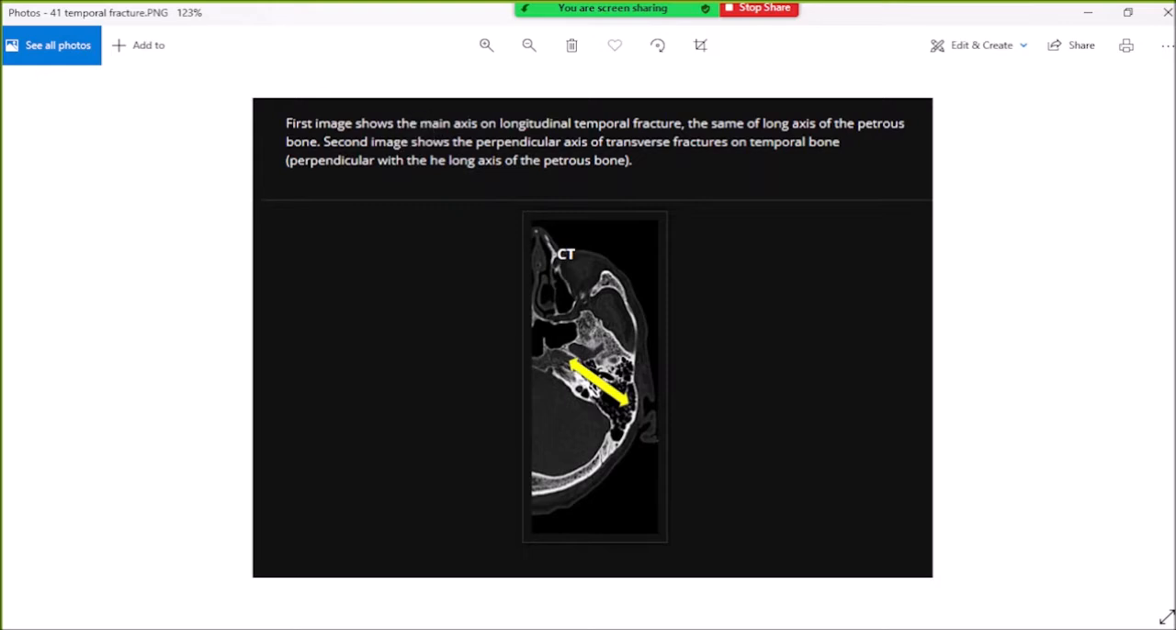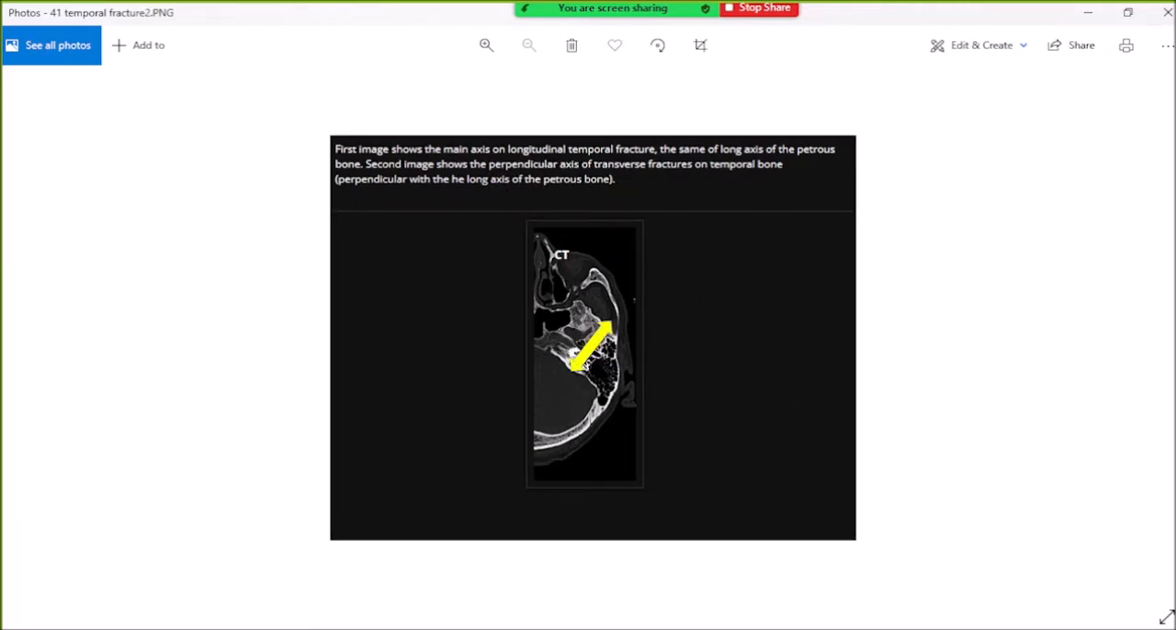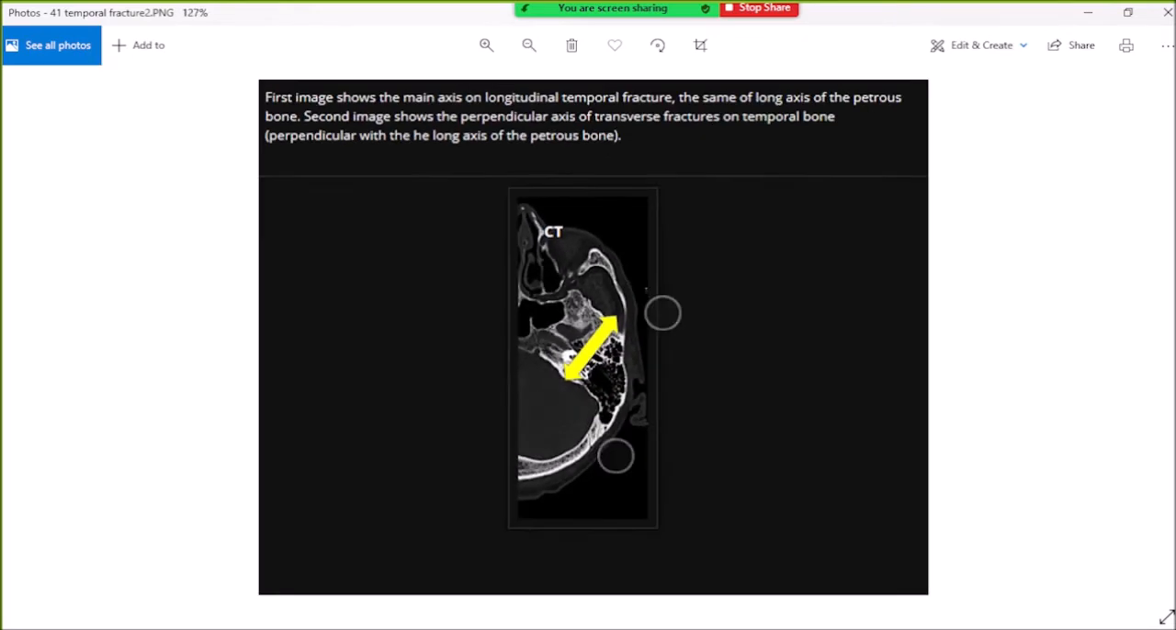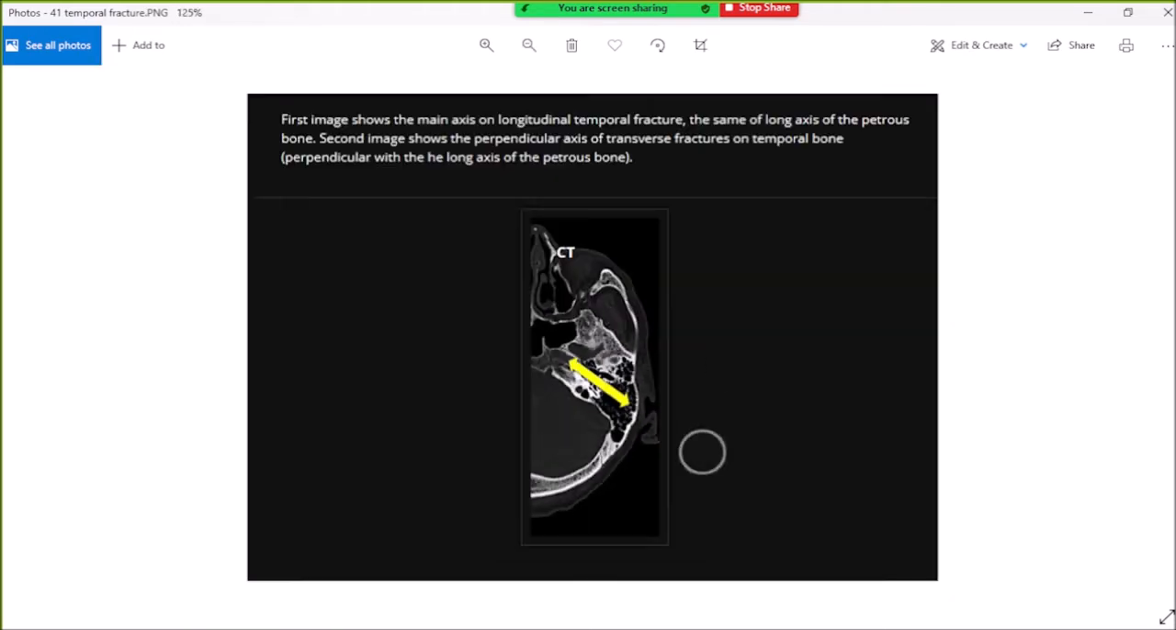The first image shows the axis of a longitudinal temporal fracture. If a longitudinal temporal fracture occurs in the temporal bone, it will occur across this path. Now, the second image shows the perpendicular axis of a transverse fracture. A transverse fracture will occur in this direction, and this is the longitudinal fracture direction. Correct?